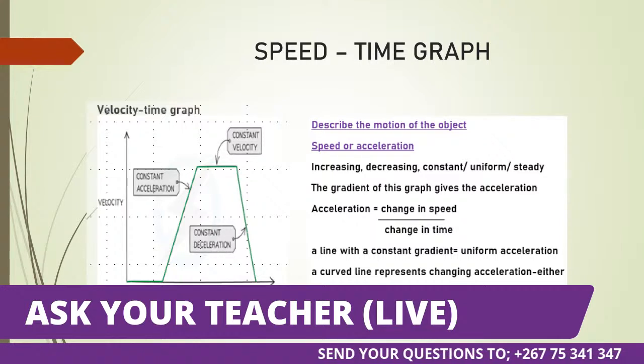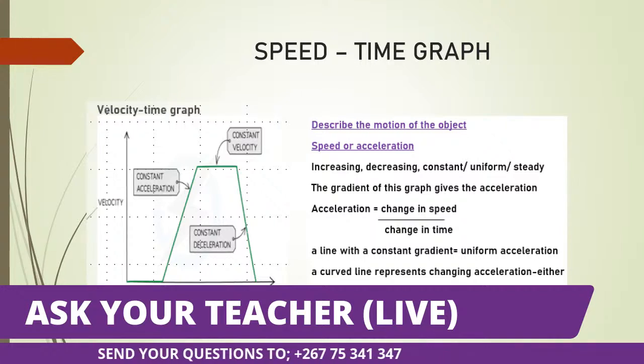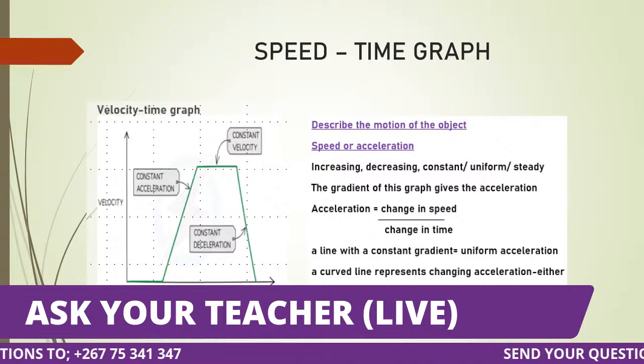So you just indicate the increasing speed, decreasing speed, constant speed. That is how we answer this question, which is usually the most common question. They describe the motion of the object.